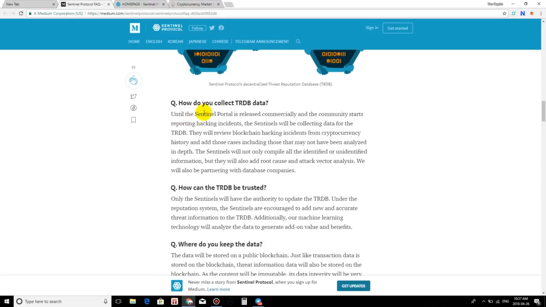But check out the next, right here. So how do you collect TRDB data? Until the Sentinel portal is released commercially and the community starts reporting hacking incidents, the Sentinels will be collecting data from the TRDB. They will review blockchain hacking incidents from cryptocurrency history and add those cases, including those that may not have been analyzed in depth. The Sentinels will not only compile all the identified or unidentified information, but they will also add root cause and attack vector analysis. We will also be partnering with database companies. So I know they already partnered with Bluezeli, and there was another one, decentralized exchange, Kyber Network.